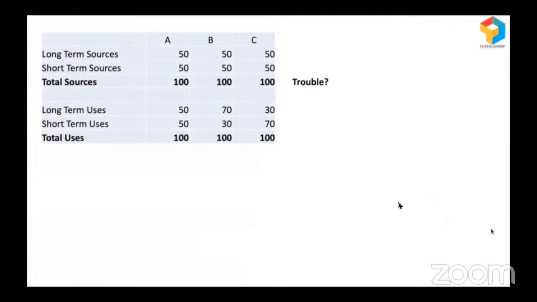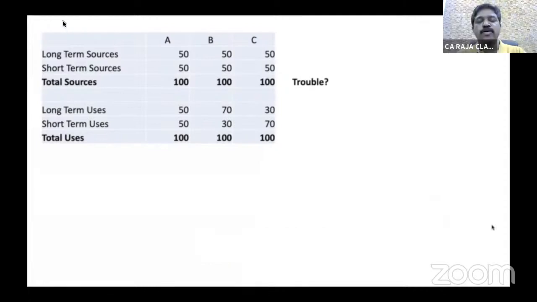Company A, they've raised long-term funds of 50. They've raised short-term funds of 50. So total of 100, of which 50 is used for long-term, 50 is used for short-term. Company B also raised in the same pattern, but of which 70 is used for long-term and only 30 is used for short-term. And C raised in the same pattern, but of which only 30 is used for long-term and 70 is used for short-term. So you have to tell me which company is in trouble. Please think over and tell me which company is in trouble.